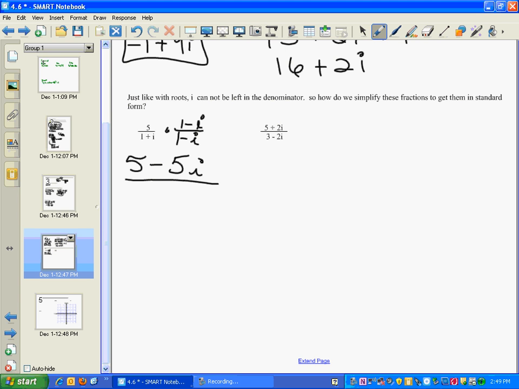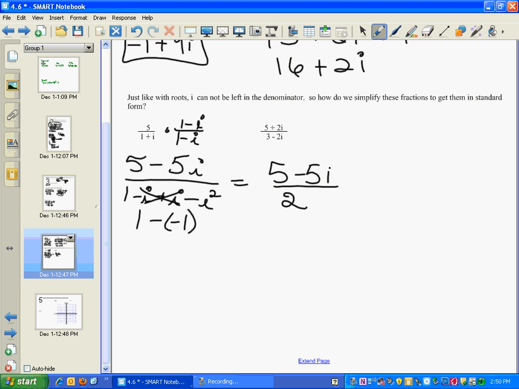And then we're FOILing in the denominator. 1 minus i plus i minus i squared. Okay, and as with any conjugate, if you've done it right, the middle terms drop out, correct? And what did we say i squared was? So what I really have down here is 1 minus negative 1. Wouldn't you agree? Which is? So this is 5 minus 5i over 2.